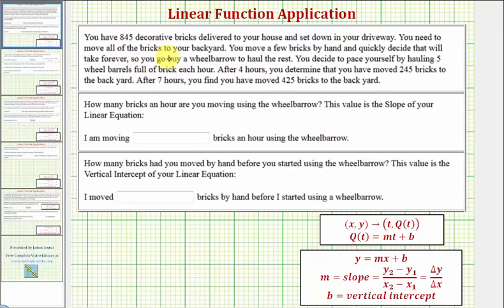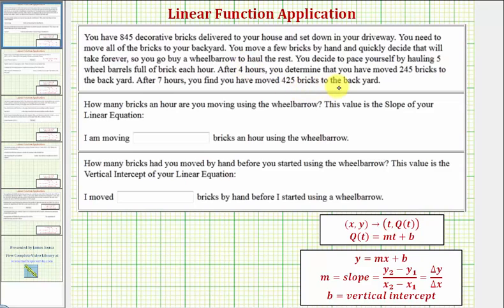You have 845 decorative bricks delivered to your house and set down in your driveway. You need to move all the bricks to your backyard. You move a few bricks by hand and quickly decide that will take forever, so you go buy a wheelbarrow to haul the rest. You decide to pace yourself by hauling 5 wheelbarrows full of bricks each hour.